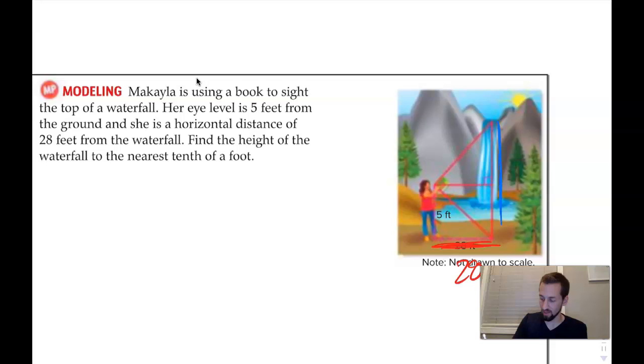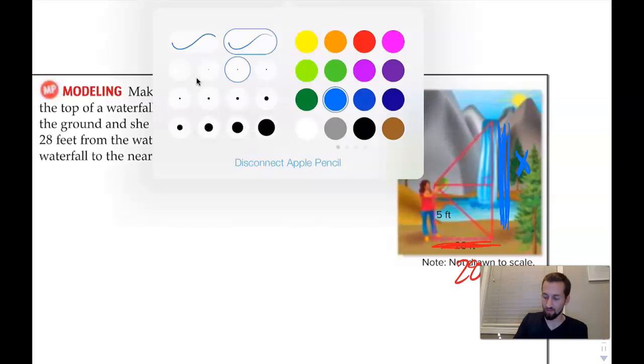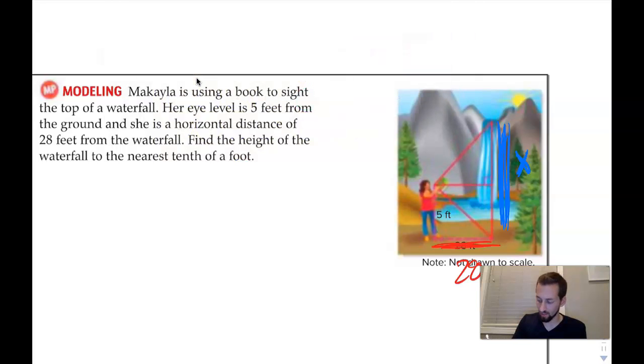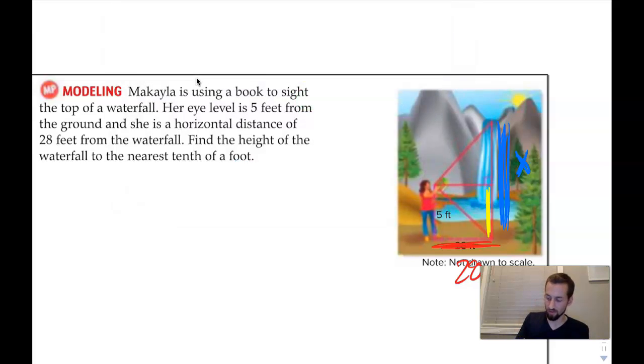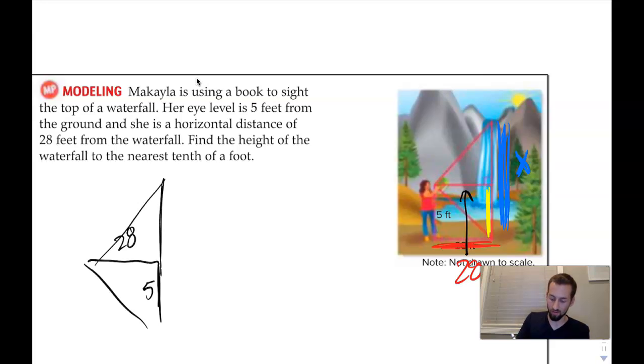And one of the things they gave us, I don't know if you see it there, this is our x. They gave us 5, and 5 is her eye level, right? So they gave you that little piece. If I were to redraw this, what you have is this distance is 28. And then you have this distance is 5, and then you're trying to find the entire thing here.